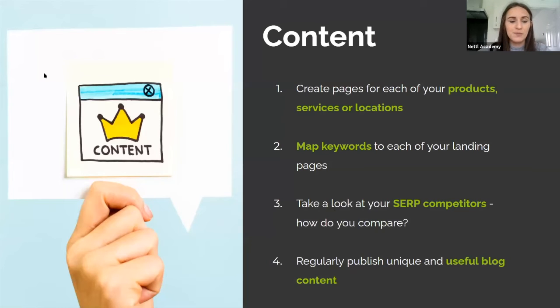So from a small business perspective, if you're doing your own content, the simplest things that you can do to optimize your content are making sure that you have one page for each of your products, each of your services, and each of your locations. Each page does need to be unique, but from a minimum perspective, try and have a page for each service or location, because then that goes into point 2, where you would map your keywords to each of these landing pages.